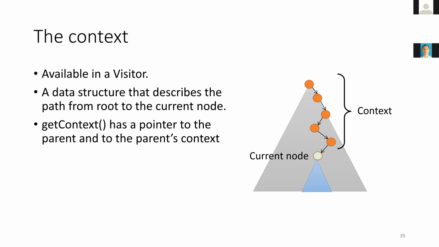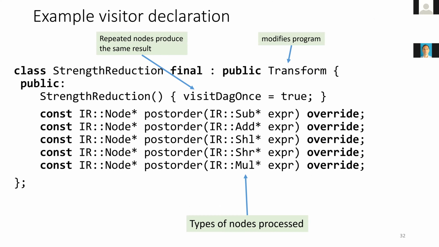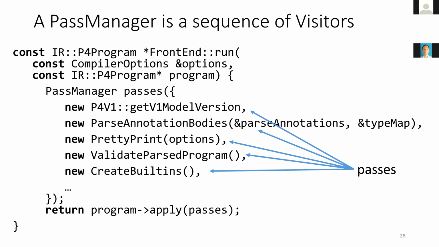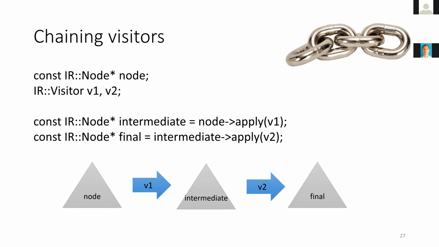So we talked about how visitors work. I'll remind you that the intermediate representation is actually an immutable DAG. And this is an example: a rooted DAG, a DAG with a single root. The visitor is a function that you apply to this DAG to produce a new DAG. They are shown as triangles here. DAG stands for directed acyclic graph. Essentially the compiler is just a long succession of hundreds of passes that are applied to produce new DAGs from the existing DAGs.